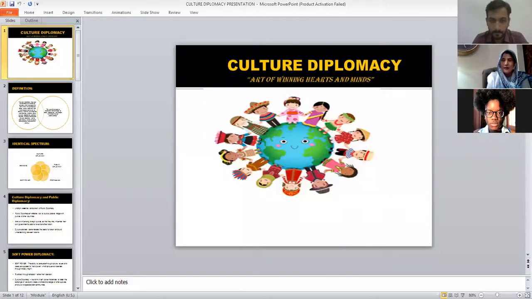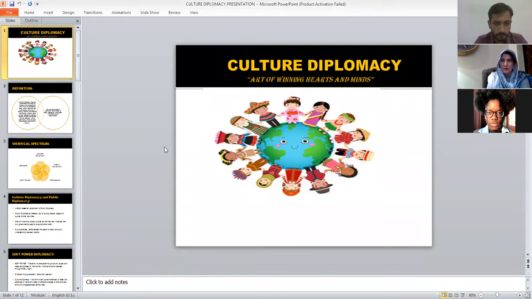Today we're going to discuss the topic. The topic that we're going to discuss today is cultural diplomacy: what cultural diplomacy is, what the components of cultural diplomacy are, how countries can adopt cultural diplomacy, and how they can then play a vital role. First of all, we're going to start off with this definition.